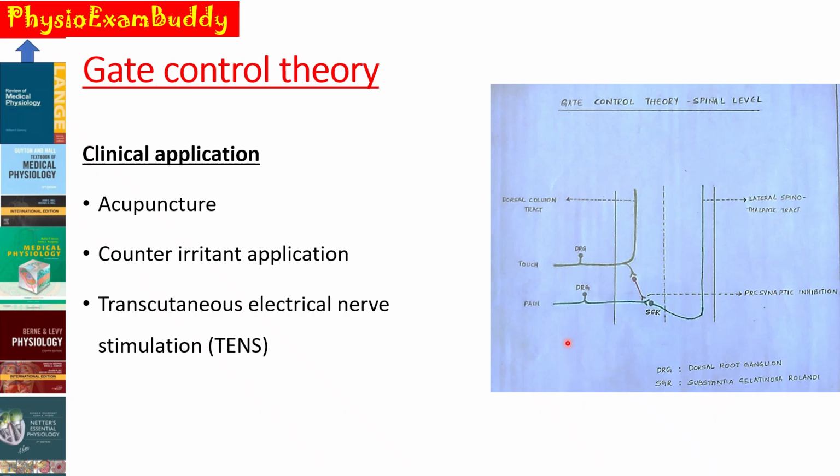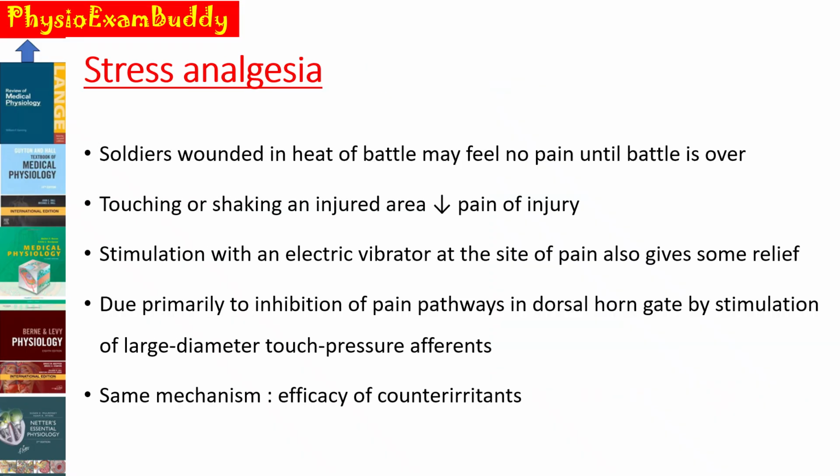This gate control theory has certain clinical applications. The first is acupuncture as well as counter irritant application, and again transcutaneous electric nerve stimulation, TENS. All these use the gate control theory. That is, whenever you apply a touch in the area near the pain, this touch will actually block the transmission of the pain through the lateral spinothalamic tract by presynaptic inhibition. That is about the gate control theory.